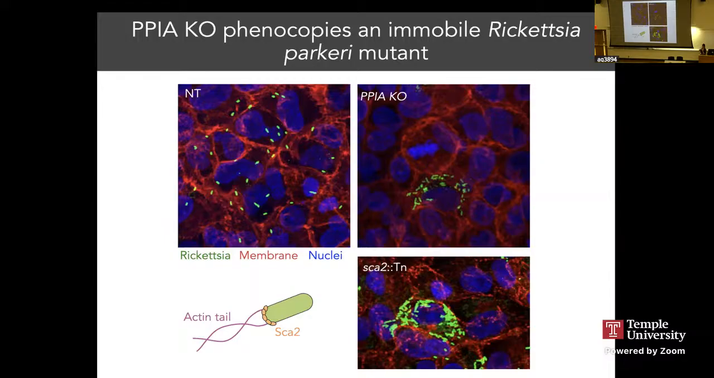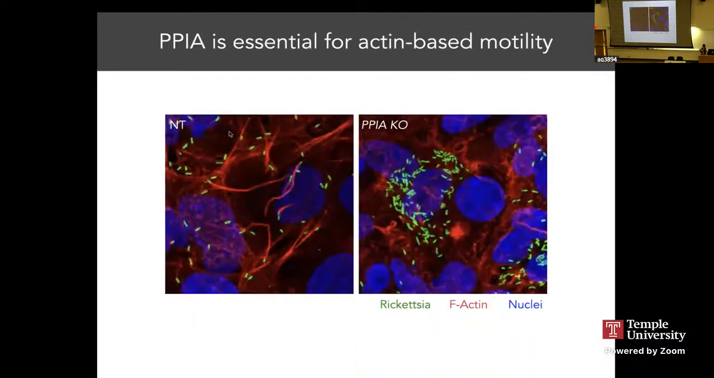And so he first then looked at, can our bacteria actually make actin tails in these infected cells, in these PPIA knockout cells? And the answer was no. You can see on the left, we've got normal tail development. Those are those long red actin structures. But when we look on the right in the PPIA knockout cells, no actin tails. So it seemed like something was wrong there.